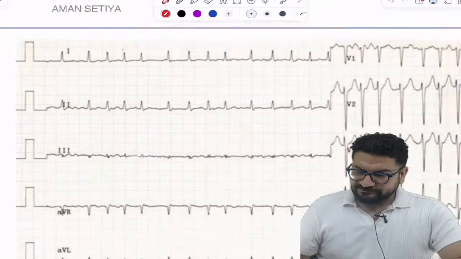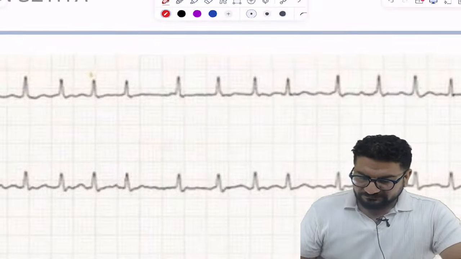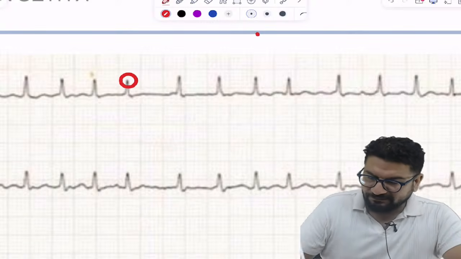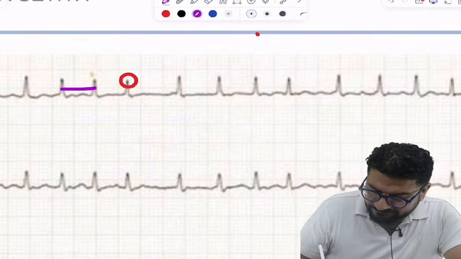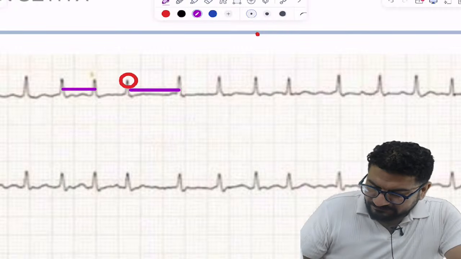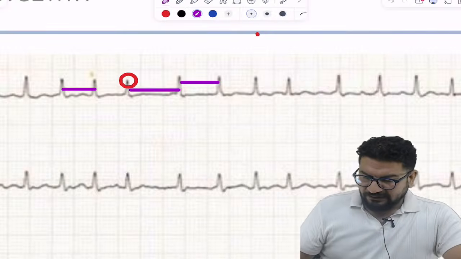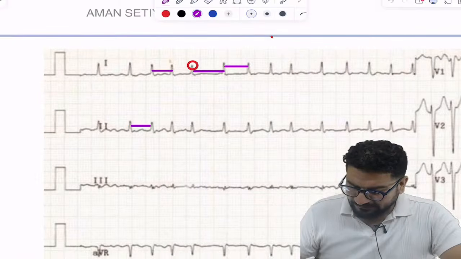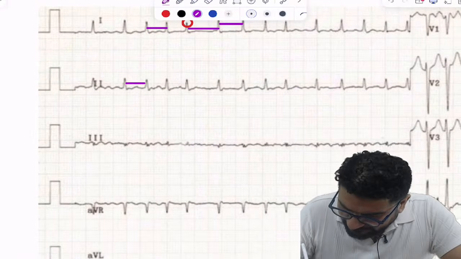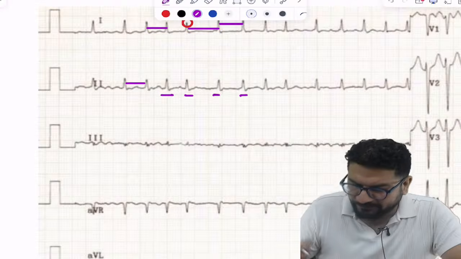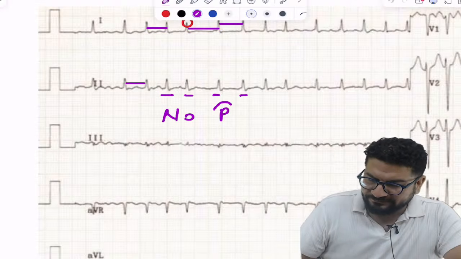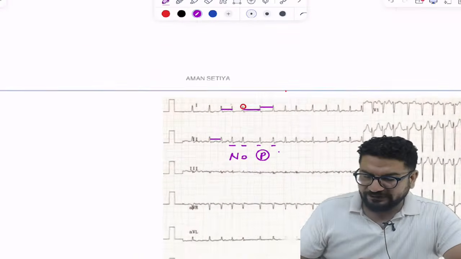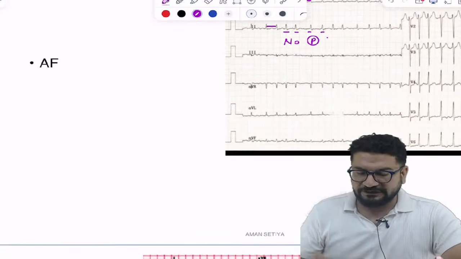Now look at this. In this you can notice something. QRS is narrow. So there is narrow QRS. But you can notice RR is irregular. Look at this RR. RR is irregular. See once again, you can see QRS is narrow, but RR is irregular, and you can always see QRS, but there is no P. There is no P wave. When you see no P wave, narrow QRS, irregular RR, it is an ECG of atrial fibrillation. It is what we call atrial fibrillation.